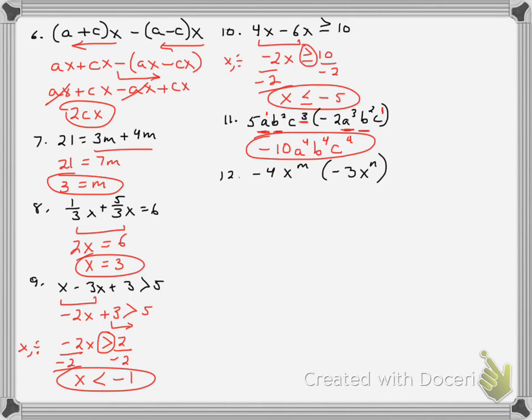Okay, it looks a little worse here in number 12, but we're going to do the same three processes. We're going to deal with our sign. A negative times a negative is a positive. 4 times 3 is 12. And remember, we're adding exponents. So we've got x to the m plus n.